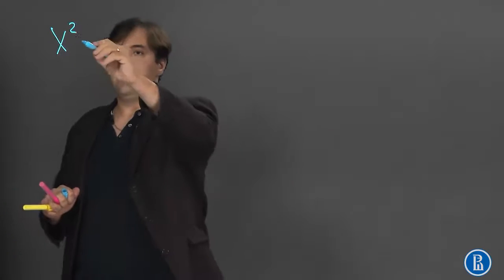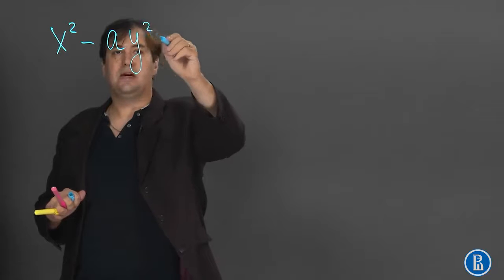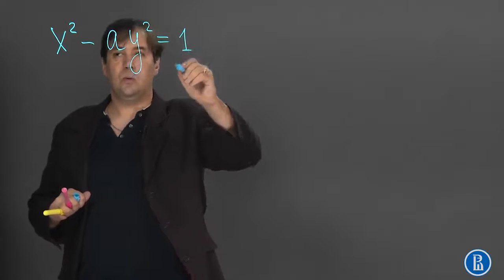Now, I would like to discuss the number of solutions of the Pell's equation. But first let me remind you what Pell's equation is. It is an equation where x squared minus a times y squared should be equal to 1.